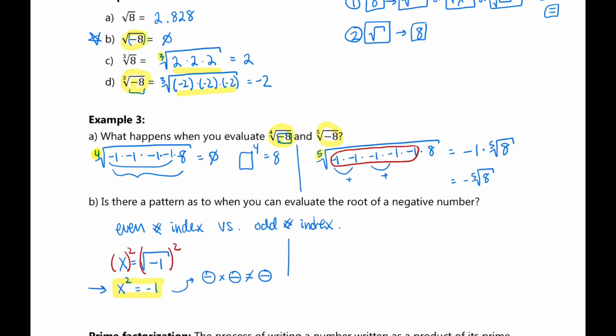Whereas let's say x equals the cube root of -1. We're going to cube both sides, and we're left with x cubed equals -1. Is it possible to have some number cubed to get -1? Yes. x is just -1, because -1 times -1 times -1 is -1.